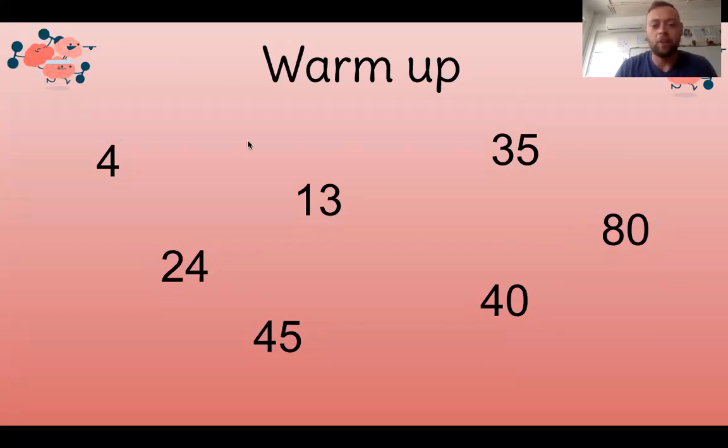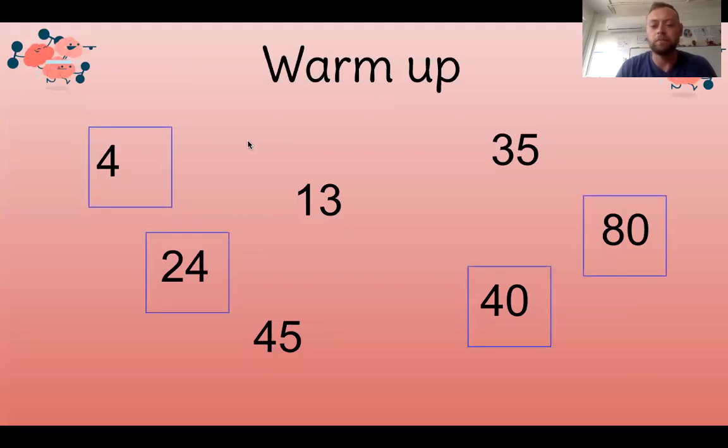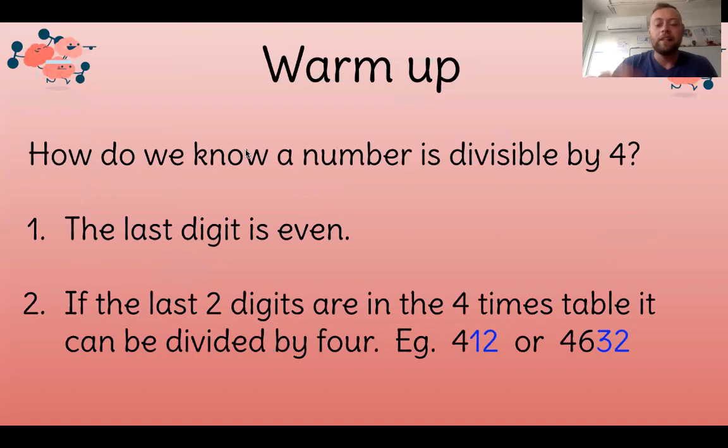Okay, now we're going to look at, oh, I revealed them. There we go. How do we know a number's in the 4 times table? Well, the last digit of the number is even. What that means is in the ones column, it will end in a 0, a 2, a 4, a 6, or an 8. So if your number ends in any of those, the chances are it might be in the 4 times table.